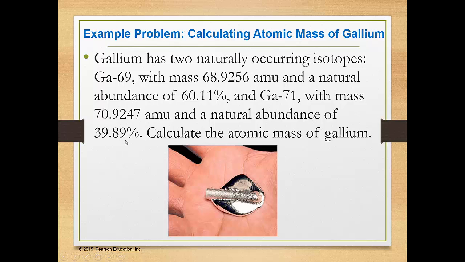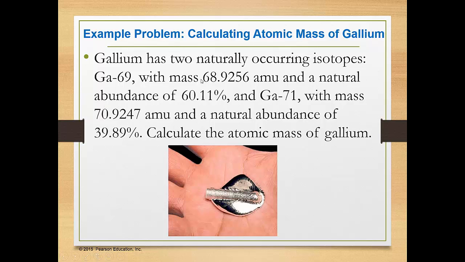So what we want to do is calculate the atomic mass of gallium. Now, if you're asked to calculate atomic masses of an element, you can do the calculation and then double check yourself by looking at the periodic table. Atomic masses for elements are all given in the periodic table. All right, so let's look at this. What are we being asked to do? We're being asked to calculate an atomic mass. To do that, I need to know the mass coming from each isotope.